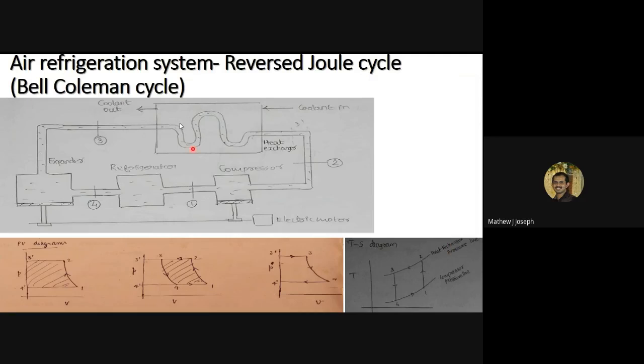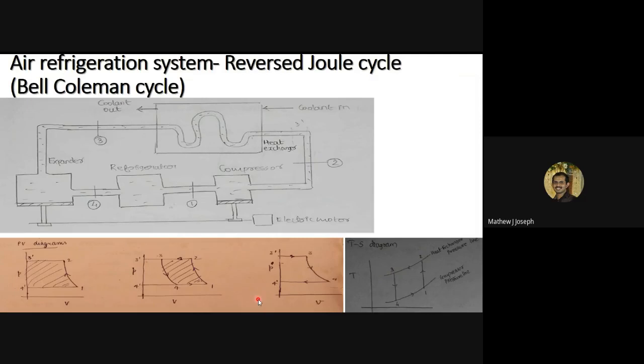That is, what is the pressure maintained at this heat exchanger? It will be a constant pressure line, and that pressure can be represented as the line 2 to 3. During that heat exchanger process, or the heat rejection process, the temperature of the working fluid will be getting reduced from 2 to 3.